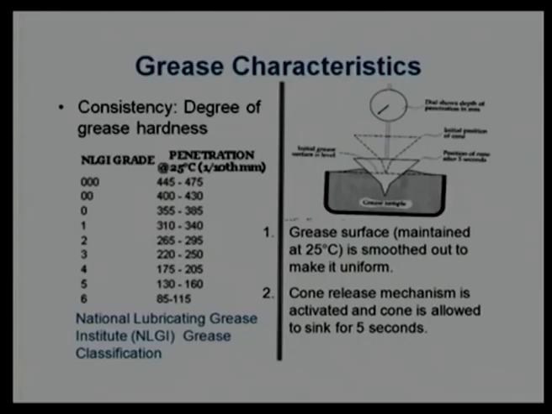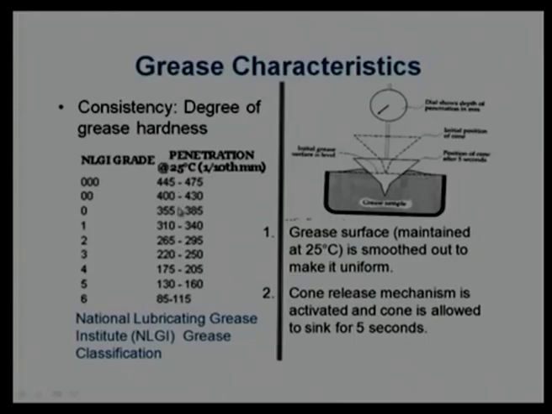Now, this sketch is clearly indicating how we measure it. There is a dial gauge. This is the initial position of the cone, and we allow 5 seconds for it to fall in the grease. And of course, we are able to see the grease is displaced from this place to this place. That is why we get this kind of shape.